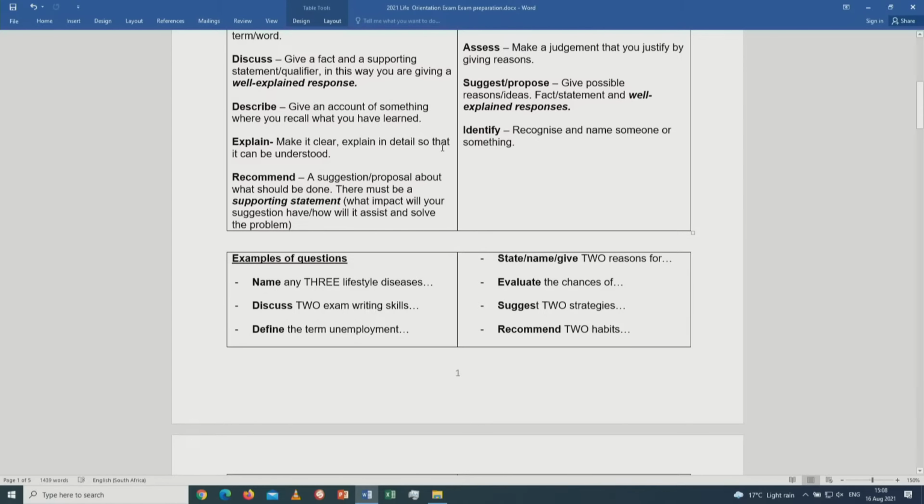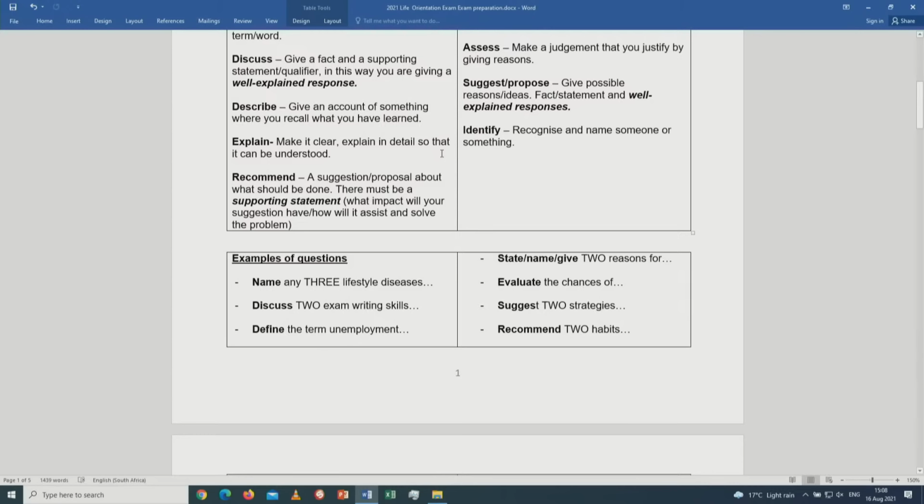Describe. You also give just an account of something where you are basically explaining. When you are describing it, you are giving us an account of what it means. How do you understand that? And that is usually out of 2 marks as well. Again there, it counts out of 2 marks, and you must just make sure that in your description, you give us a fact and you support why you are saying whatever you are saying.